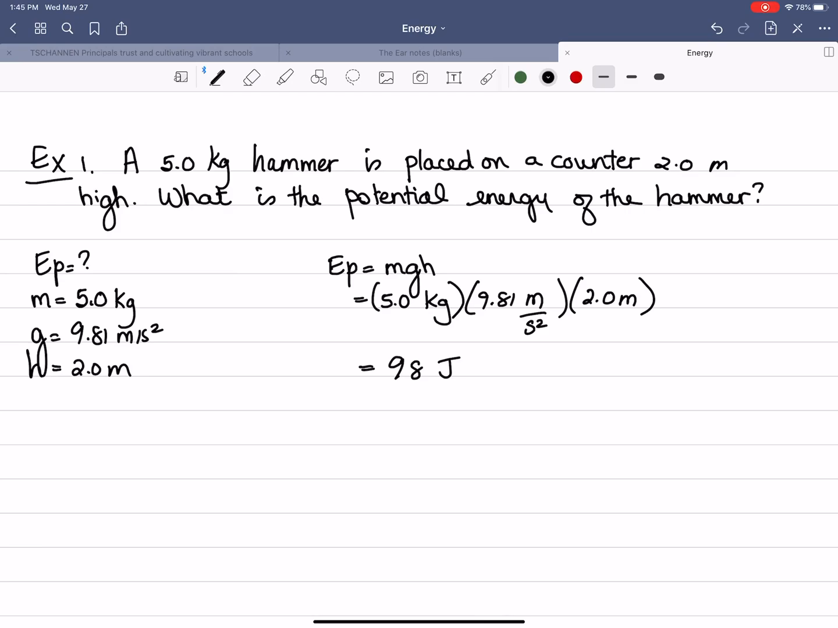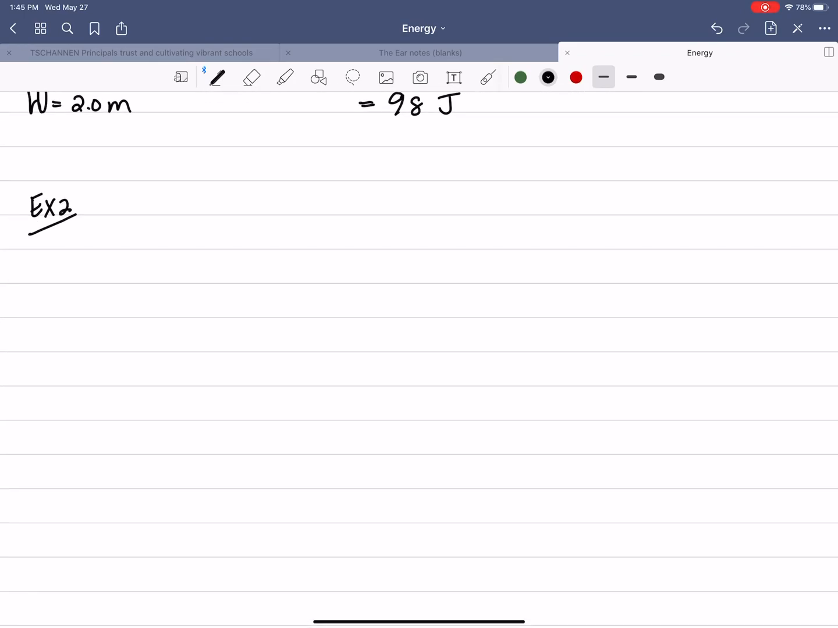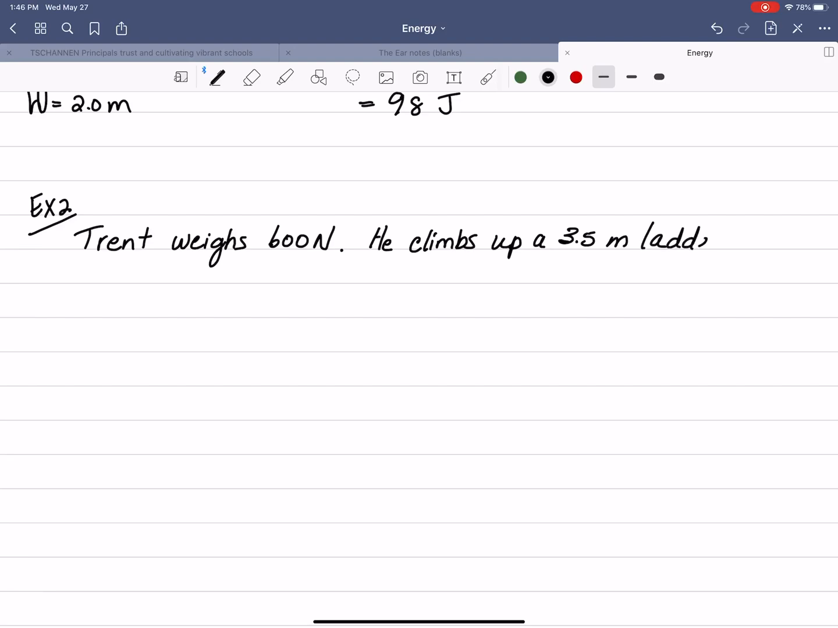Okay, so let's try example 2. And again, I'm going to remind you to try these on your own before you proceed, so you can stop the video and then continue. So Trent weighs 600 newtons. He climbs up a 3.5 meter ladder. What is Trent's potential energy?